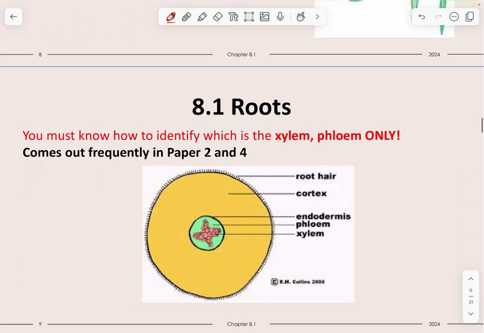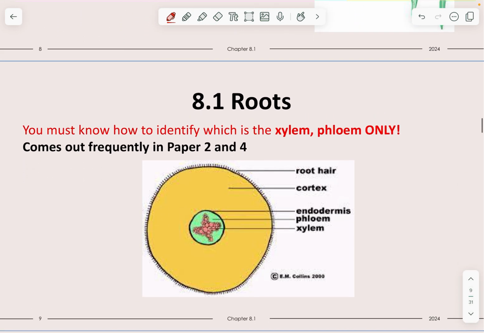So now we have to identify, in different diagrams and different parts of the plant, the location of the xylem and the phloem. This is essential. You must know how to identify which is the xylem and phloem only. In this diagram, I've given you other labeling, so you just follow xylem and phloem only.